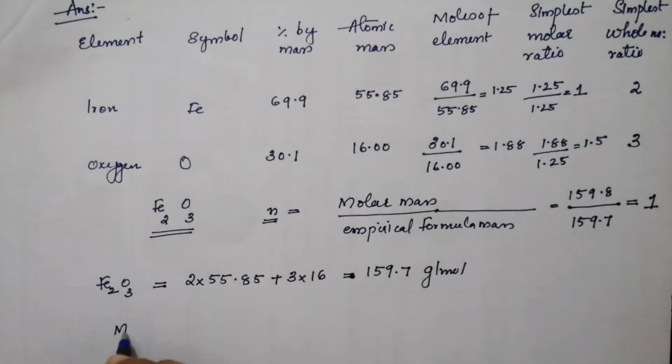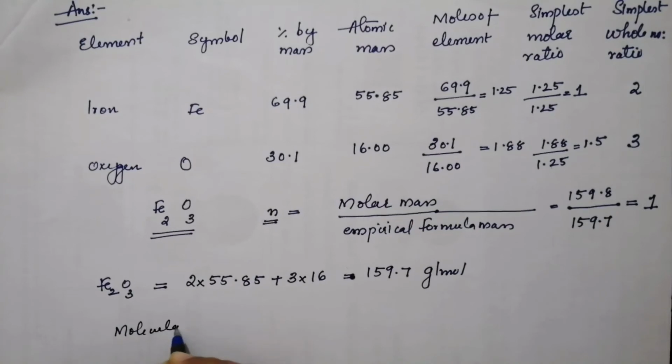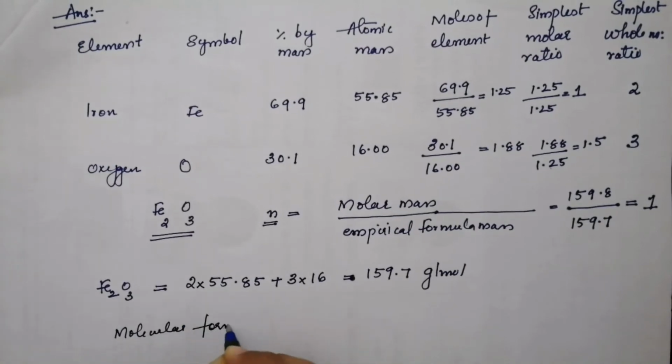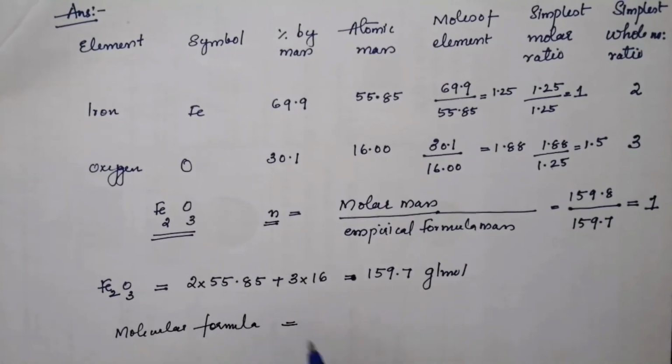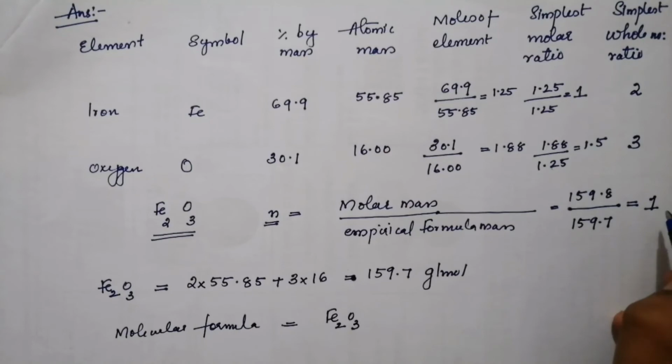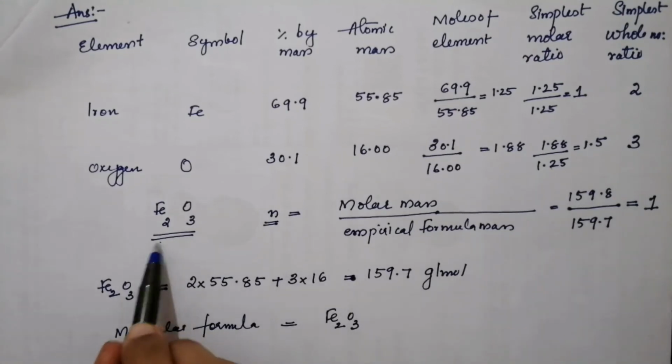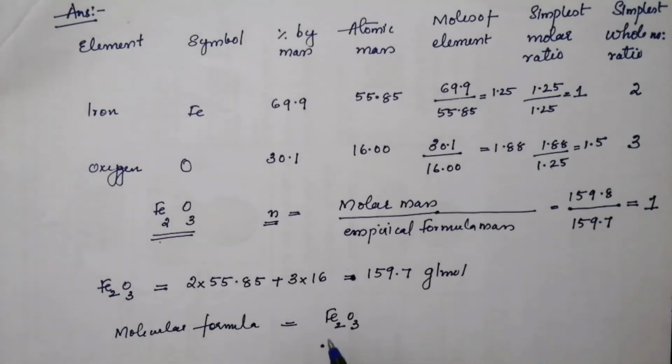So the molecular formula for this oxide of iron is the same as the empirical formula, which is Fe2O3, because n is 1. What if in a case we have n as 2, we will have to multiply it with 2. Since we have 1, the empirical formula and the molecular formula for this oxide of iron remain the same, and that is Fe2O3.